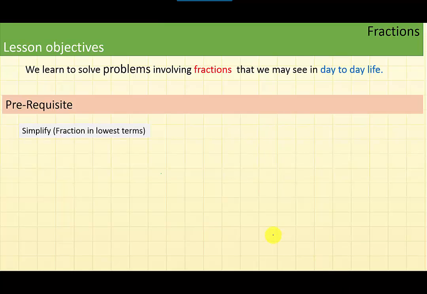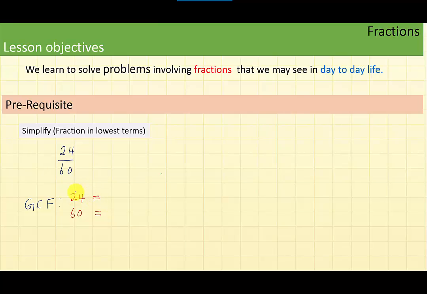Say we want to simplify this fraction, 24 over 60. Simplify means we want to write it in the lowest terms. Now, how do we do that? To do that, we need to figure out the greatest common factor of these two numbers. So what is the greatest common factor of 24 and 60? In order to do that, we need to find the prime factors of 24 and the prime factors of 60.